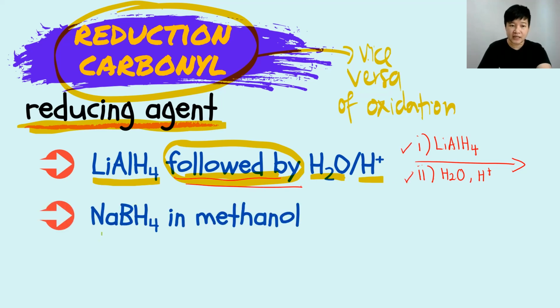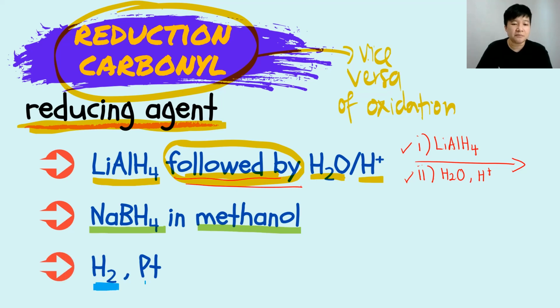The next reducing agent is your sodium borohydride in methanol. You must have the presence of your sodium borohydride in methanol. Another reducing agent that you can use, very simple, hydrogen, platinum. Your hydrogen gas in the presence of your platinum catalyst can also be a reducing agent. You can choose any one of these reducing agents. Choose only one, because all three of them will give you the same product at the end.